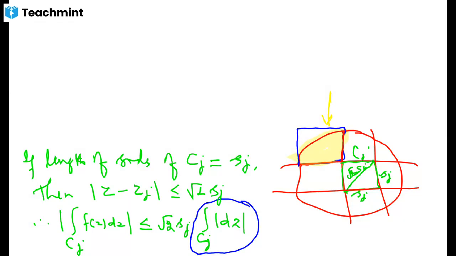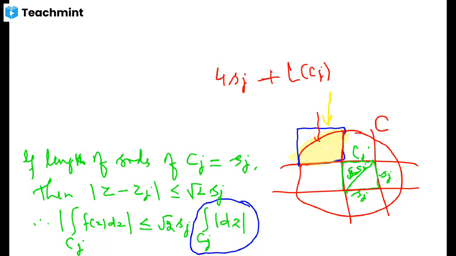ये जो कंटूर C का जो पार्ट इसके अंदर है, तो उस पार्ट का जो लेंथ होगा, let that length, इस पार्ट का जो लेंथ है, उस लेंथ को मैं L of C_j से डिनोट करता हूँ. Let me denote it by L of C_j plus, so the length will be, I can write it to be 4 times s_j.